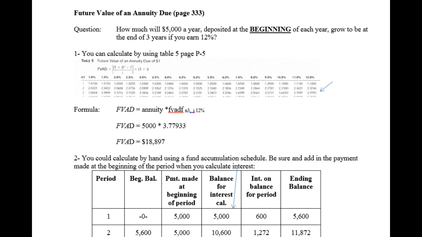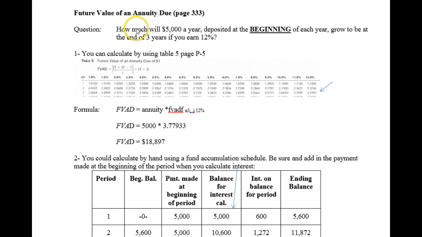Welcome back, and I'm going to launch right into a discussion on future value of annuity due. This is information presented on page 333, and I'm doing these two topics, future value of an annuity and annuity due, together.